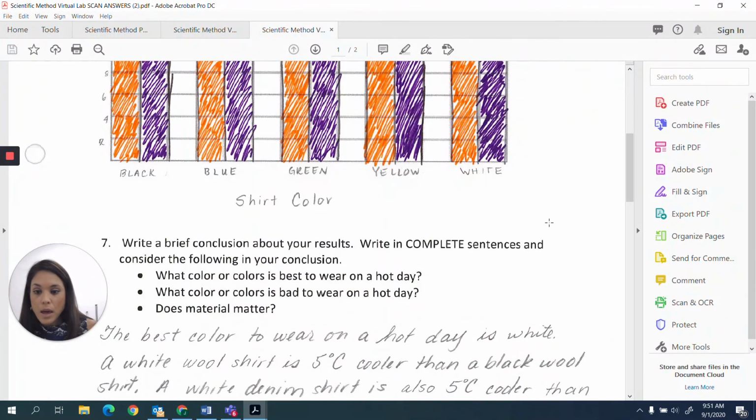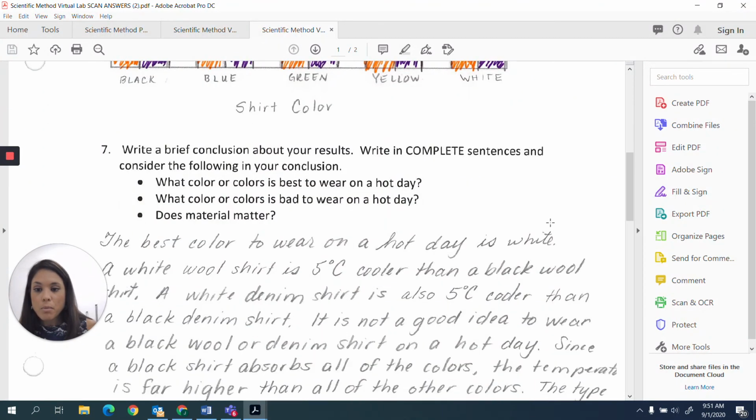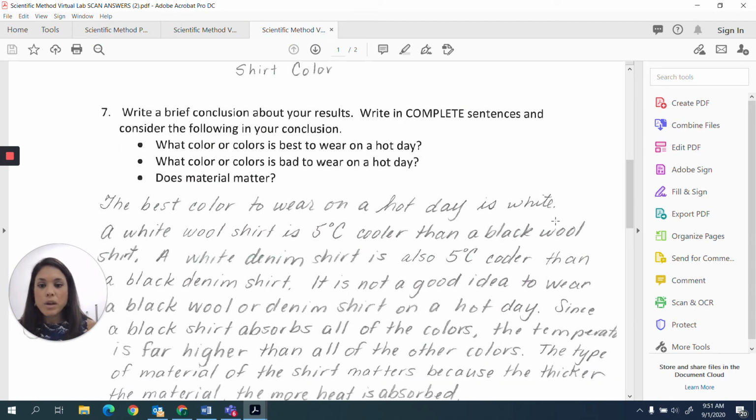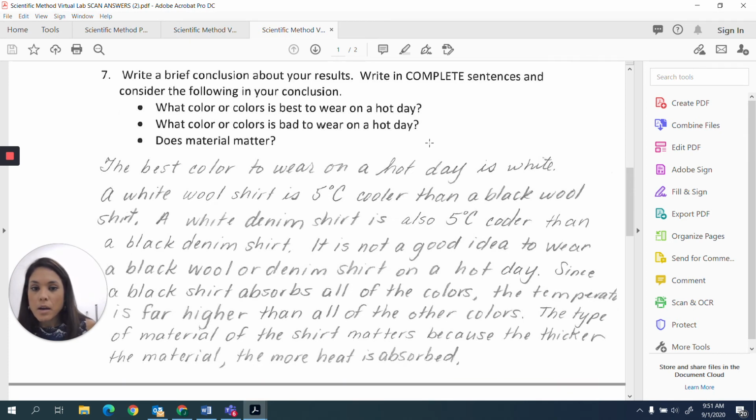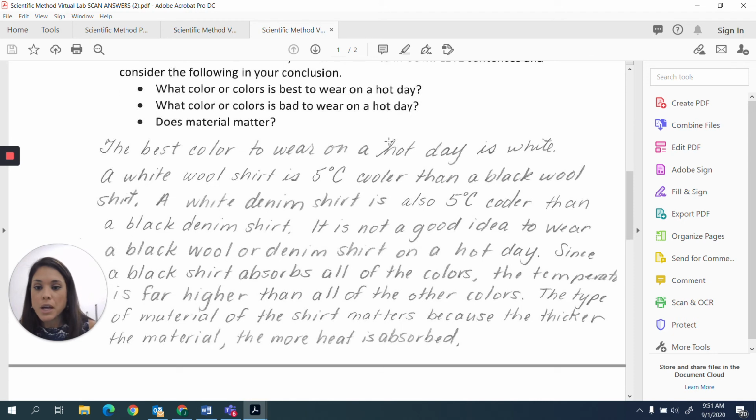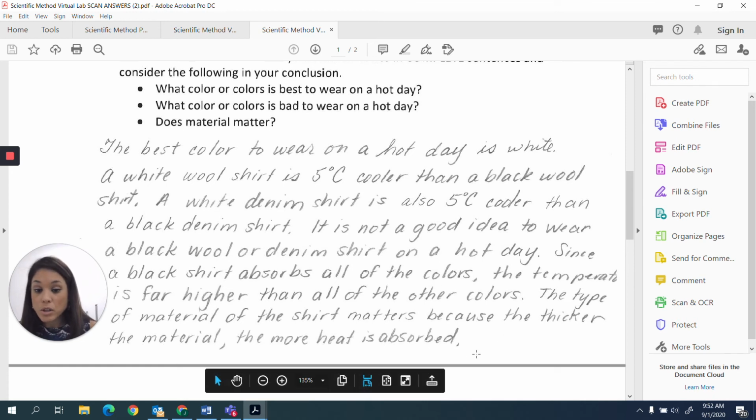And then you need to write a brief conclusion. So a brief conclusion is a short paragraph. Okay, it says, write in complete sentences and consider the following in your conclusion. What color or colors is best to wear on a hot day? What color or colors is bad to wear on a hot day? Does material matter? So I'm just going to read to you an example of something that I would be looking for.